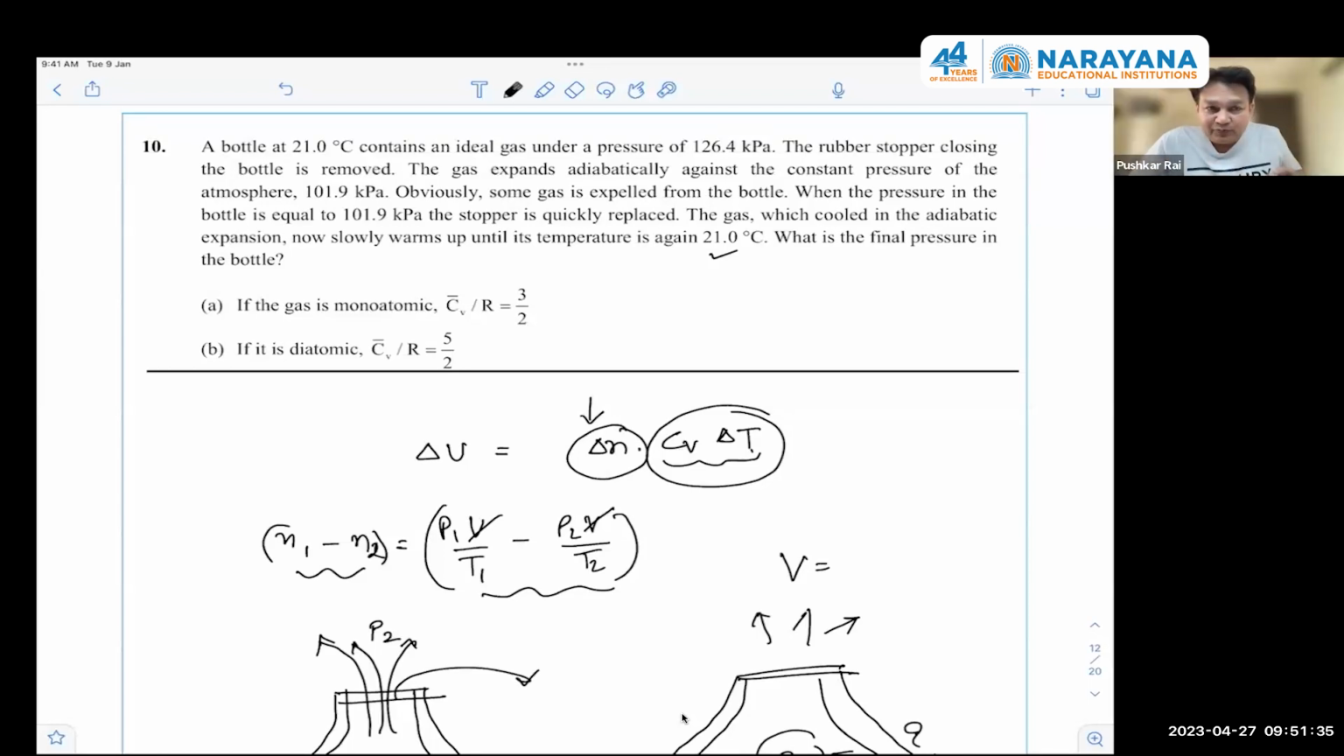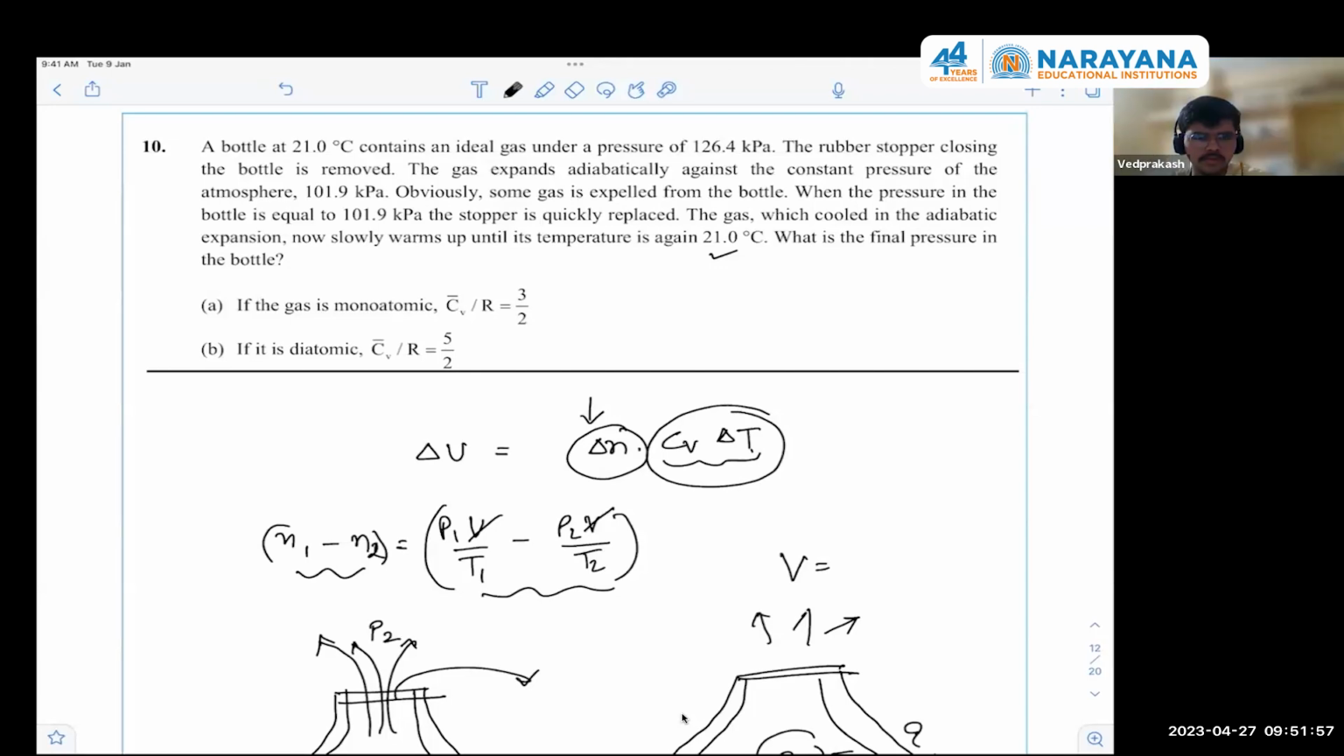I think you are confused by this: now slowly warms up until its temperature is again 21 degrees centigrade. This line is probably confusing you, but the initial is 126.4 kilopascal and 101.9. Inside pressure and outside pressure is a huge difference. So the process can never be reversible.